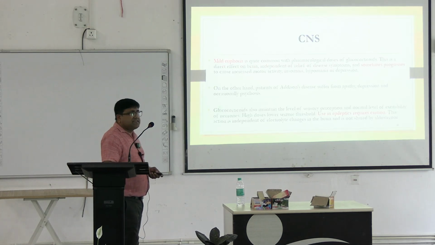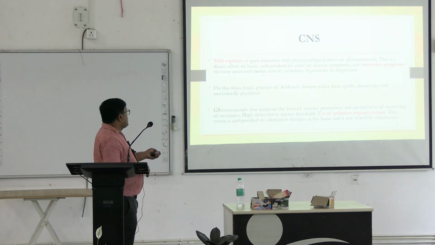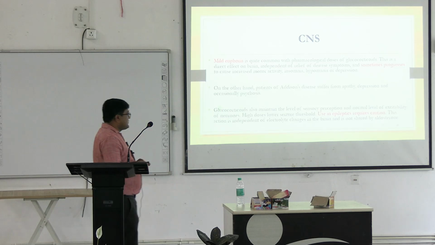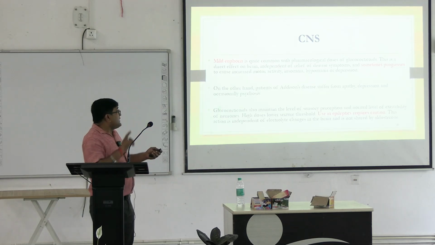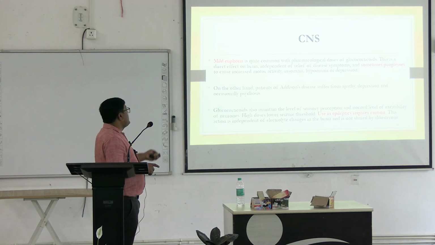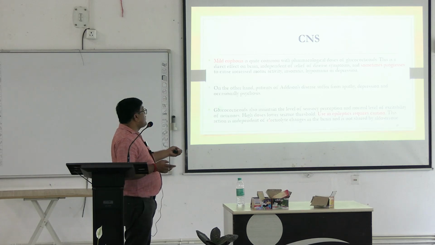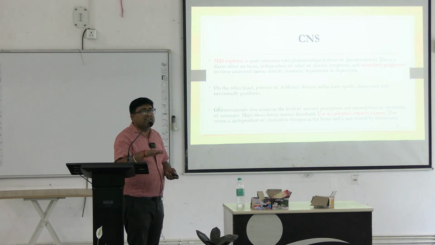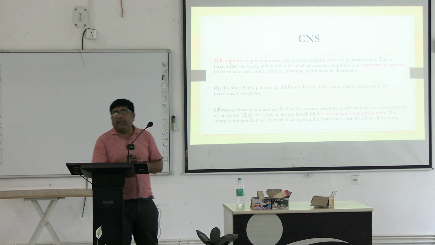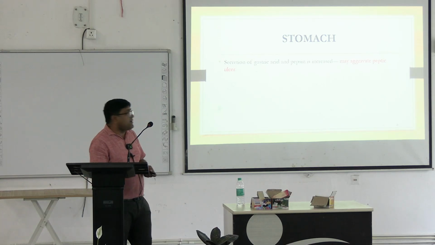Coming to the central nervous system, generally with a pharmacological dose, there is mild euphoria. The Addison disease patient may suffer from apathy, depression and occasional psychosis. Now, very important is that glucocorticoids maintain the normal level of excitability of neurons, and in case of toxicity or higher doses, glucocorticoids can lower the seizure threshold. So, they should be cautiously used in patients with epilepsy. Coming to the stomach, they may aggravate peptic ulceration.